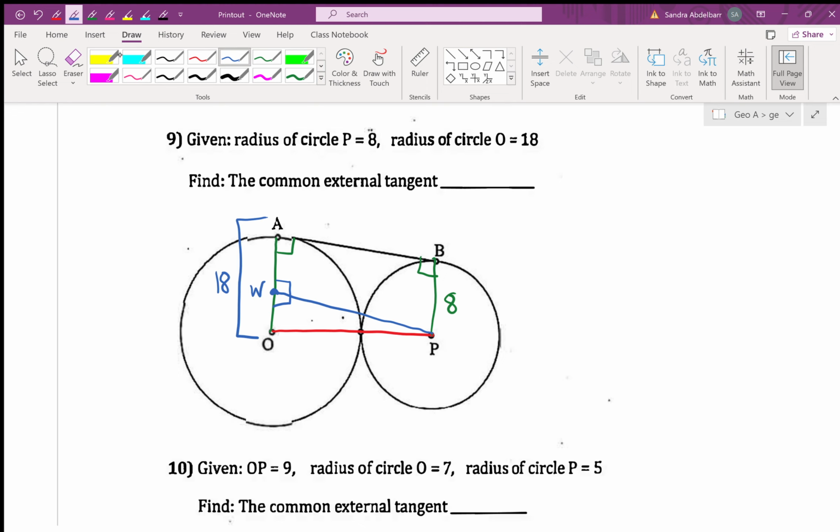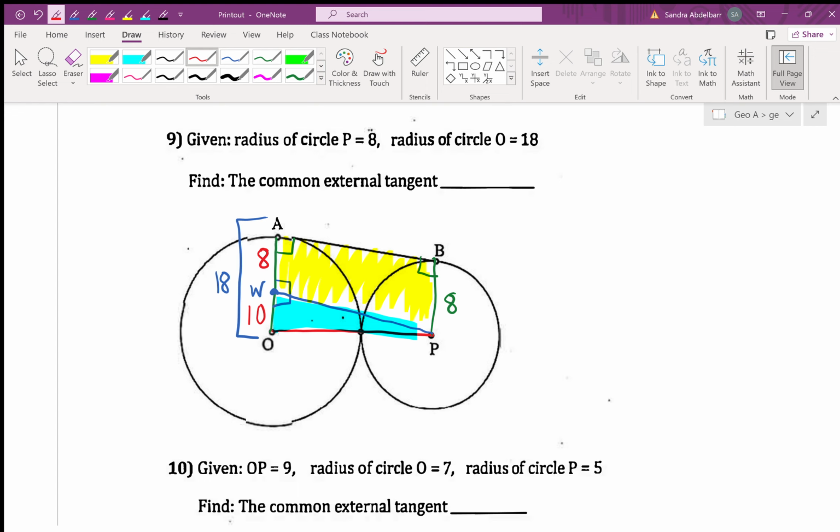I marked it. So then, once again, what do I have? I have a rectangle and a right triangle. We know in a rectangle, opposite sides are congruent. So if BP is 8, AW is 8. What does that mean for WO? I can't do the Pythagorean theorem because there's no triple, right? Because I only have one side.